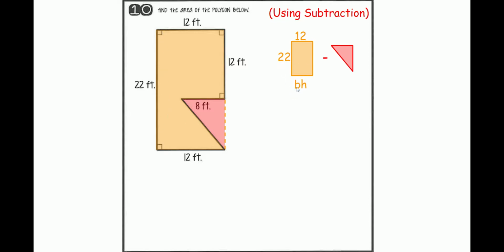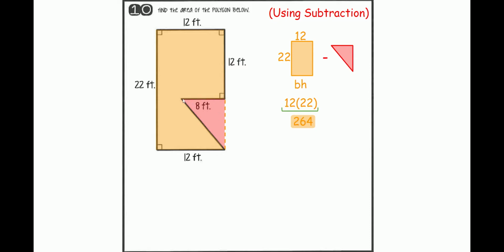The area of a rectangle is base times height, which means it's 12 times 22. And our answer is 264. So that's the area of the whole thing, which includes the triangle. Now we want to find the area of just the orange part, not including this red part. So we need to subtract the area of this triangle.